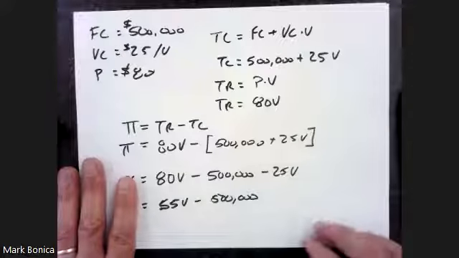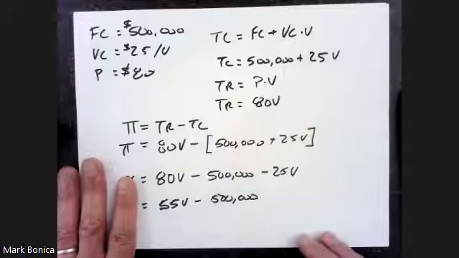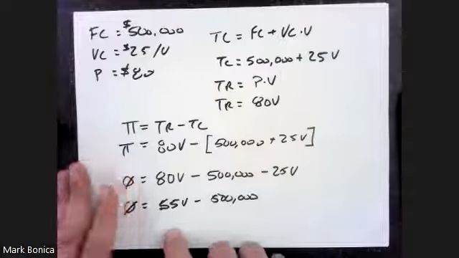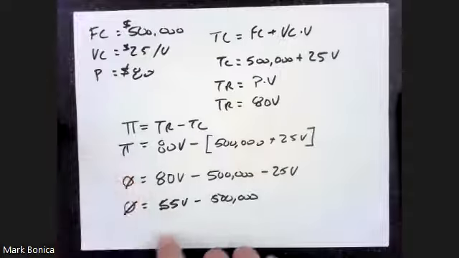And you say, well, why would you do that? Well, because I want to make a point. And the point is that 55V, think about it. If volume goes up by 1, what happens to profit overall? Well, nothing happens to fixed cost, right? It's just staying the same. That's just going to stay 500.